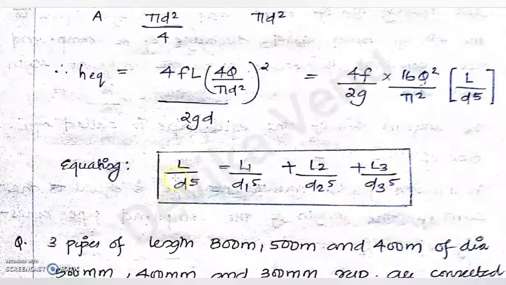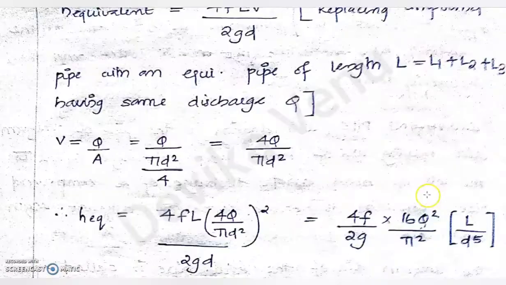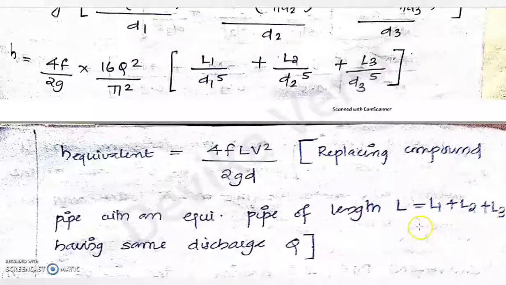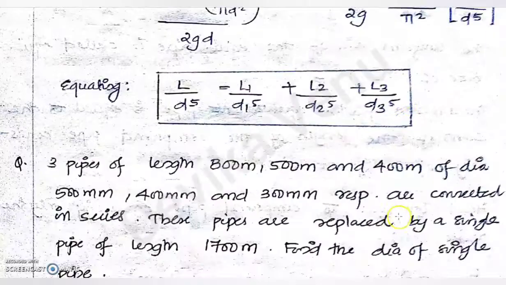That is L by d raised to 5 is equal to L1 by d1 raised to 5 plus L2 by d2 raised to 5 plus L3 by d3 raised to 5. So this is the equation. And you know that L is what? L is the total length of that compound pipe itself, that is L1 plus L2 plus L3. So the only change is in the diameter. What is the uniform diameter of that pipe? We are finding it out with the help of the equivalent pipe. I hope this is clear to you.